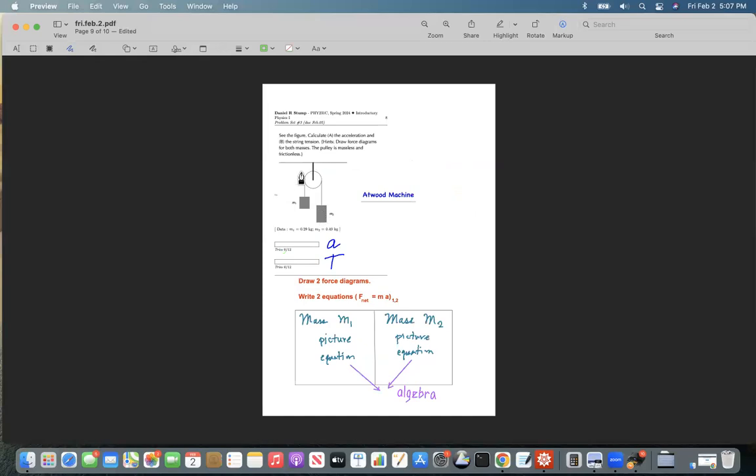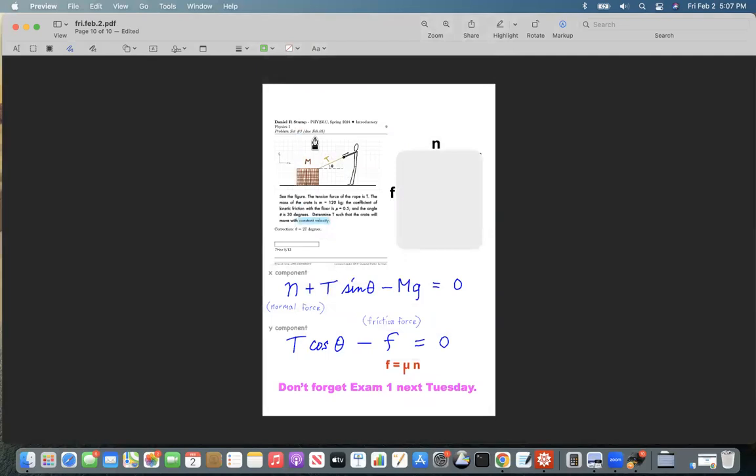Here's the Atwood machine. You've got that assigned as a homework problem. Again, you have to draw two force diagrams, one for each mass, and write two equations: F net equals ma for mass 1, and F net equals ma for mass 2. Here's a problem where I'm pulling a box at an angle. Well, we did the same problem a minute ago. That's just pulling a mass with a force at some angle.